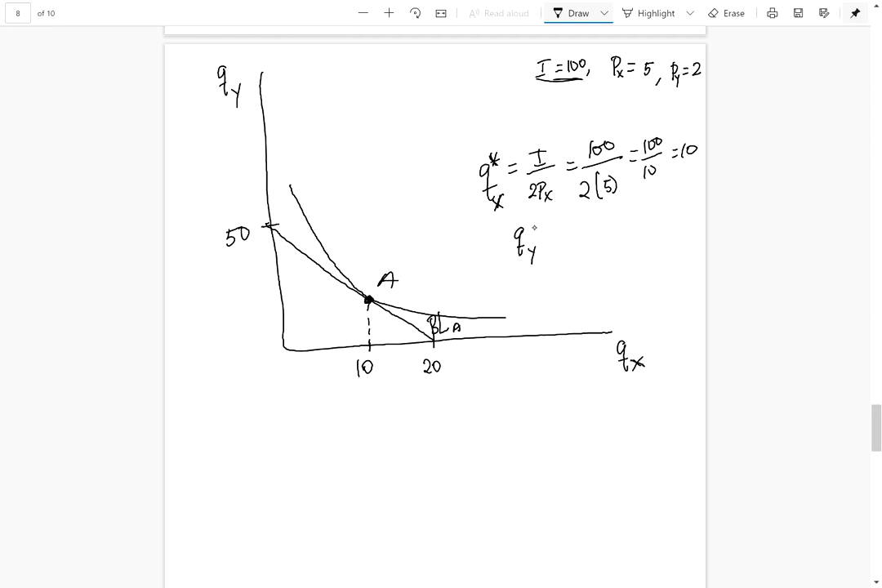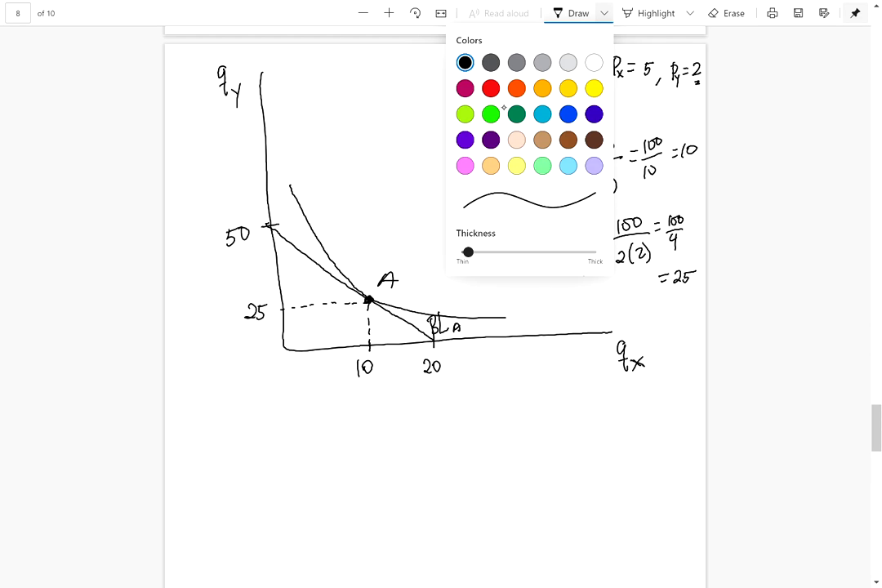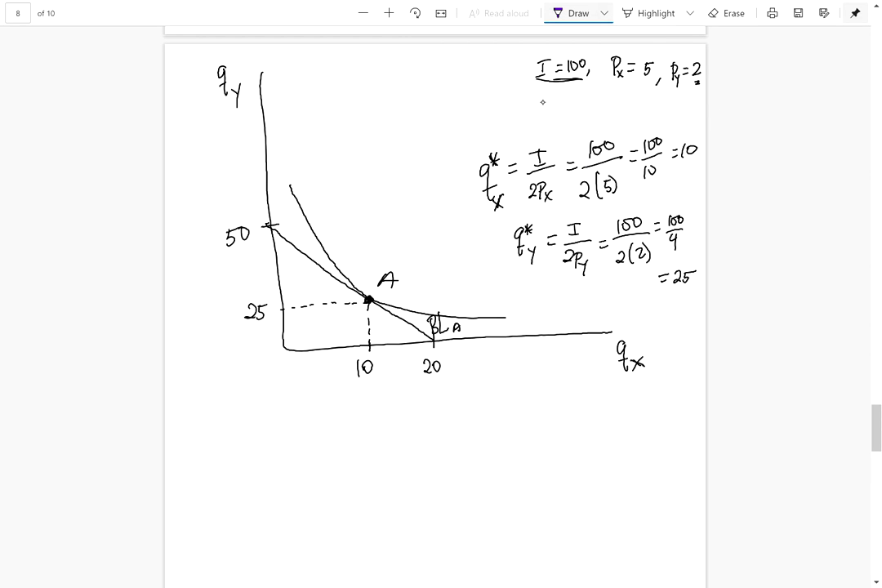We can do this for good Y as well. Income over 2 P of Y is equal to 100 divided by 2 times 2, right? Price of good Y is 2, so 100 divided by 4 is 25. And here we have 25. Okay, so in this scenario, we're trying to figure out what happens with the increase in income. So income goes to 200. So we can do this entire process again, but for an income of 200.